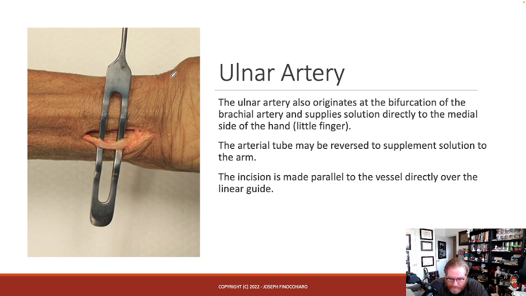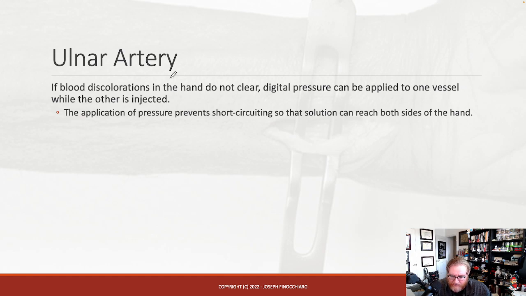The arterial tube may be reversed to supplement solution to the arm. And once again, you make it directly over the linear guide. If blood discolorations in the hand don't clear, fun fact, all you have to do, push down on the opposite. So if I'm injecting via my radial, I can squeeze down on the ulnar, and what happens is it will start to fill in the ulnar and then force itself into the venae comitantes and start pushing things out. So that way I'm building pressure, and then when I let go, that's when it can start flowing into the ulnar.